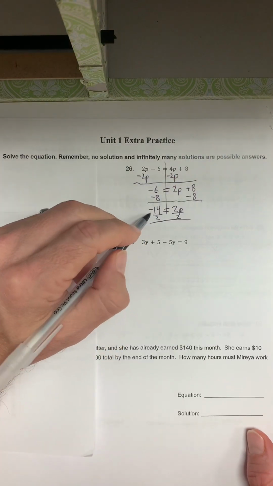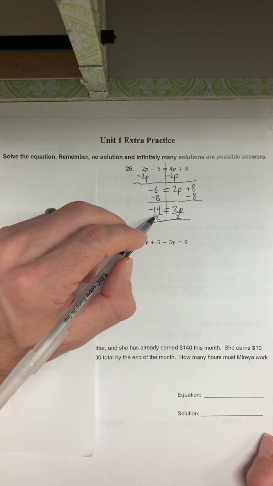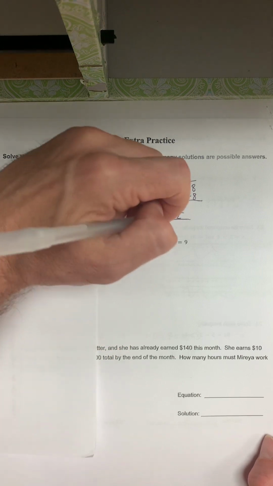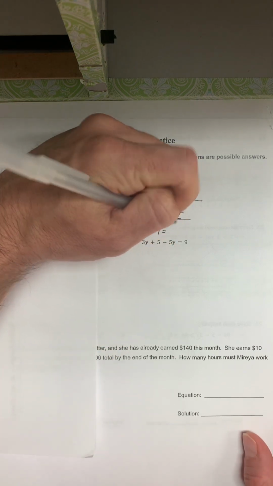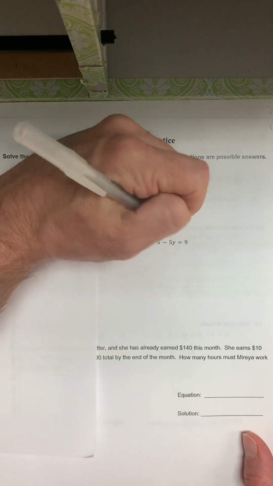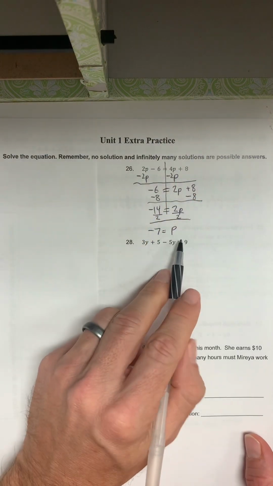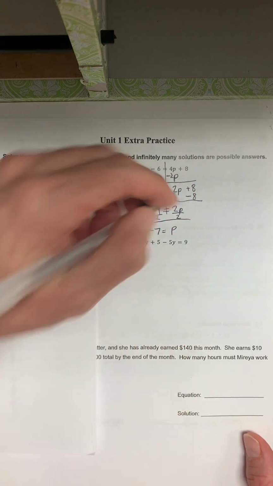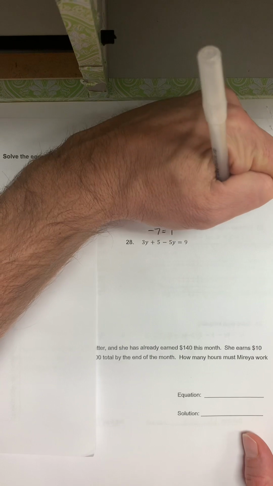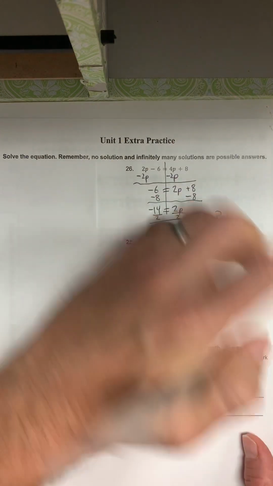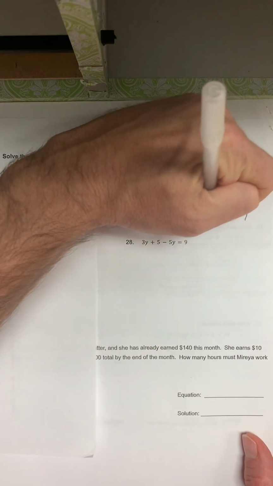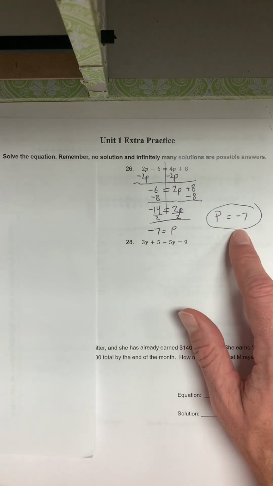Okay, so what do we have left over here? So negative 14 divided by 2 is negative 7. And then these 2's cancel out, so I just have p by itself. So I've solved now. P equals negative 7. Typically we write the letter on this side and the number on that side. So I'm going to swap that around, and this is how I'm going to write my answer.